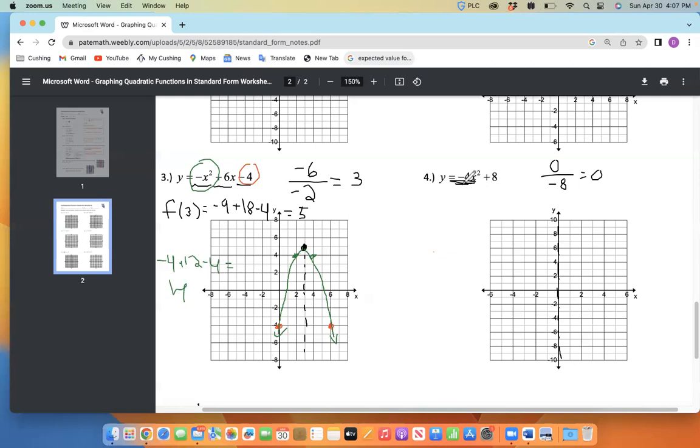Let's plug in 0. If we plug in 0, this is going to be 0, and 0 plus 8 is 8. So the axis of symmetry is the y-axis, and the vertex is at 0, 8.